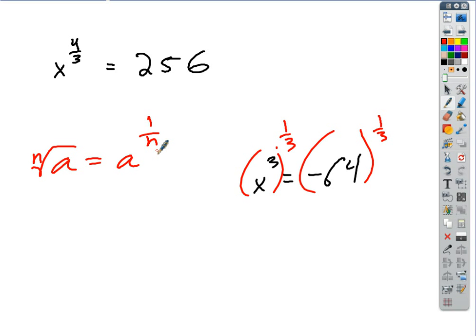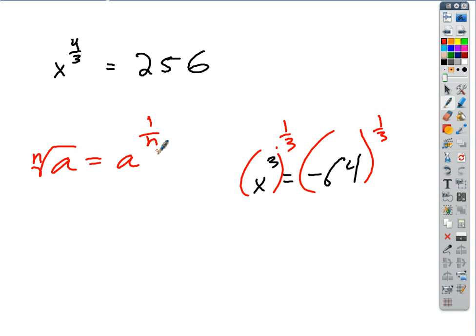Why? What's important about those numbers? Because 3 and a third are both reciprocals of each other, and when I take a power to a power, I multiply the exponents. So 3 times 1/3 gives me 1. X to the 1 is just x, right? So when I cube root, that's really what I'm doing.